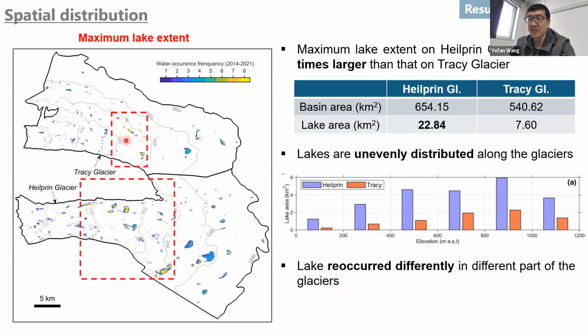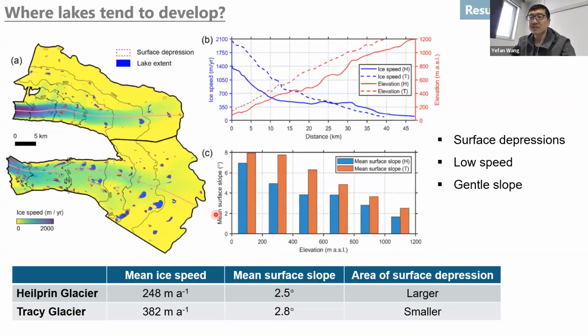For example, in the middle part of the glaciers, the lakes tend to reoccur every year, but on the end of the glaciers or the high elevation areas, the lake seems not to appear every year. So where do these lakes tend to develop? Why do the lakes like to develop here but not there?